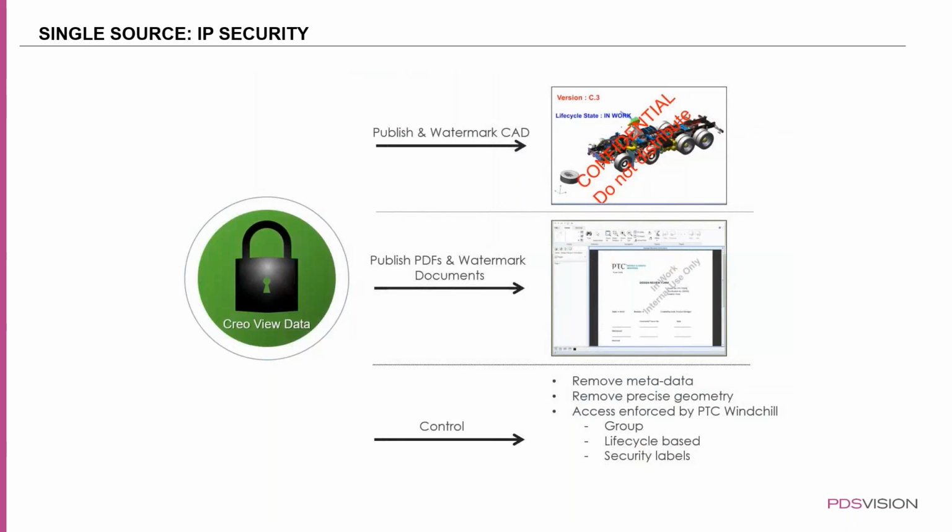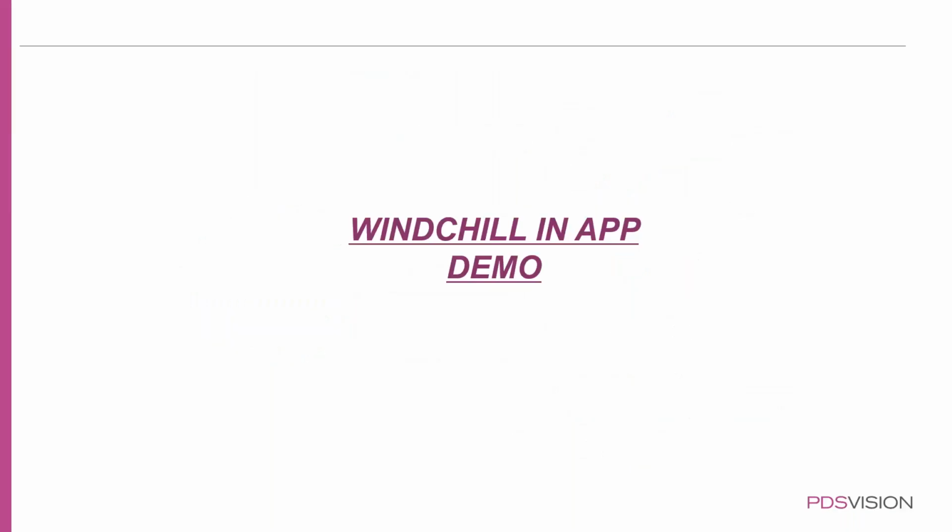And if Creo View is connected to Windchill, Windchill also enforces access rights. So only certain groups can see the viewable at a specific state. For instance, if it's still in work, only a certain group is allowed to see it. And once it's released, then as an example, the production and manufacturing department also get to see it. Yeah. So let us jump into today's demonstration. Okay.